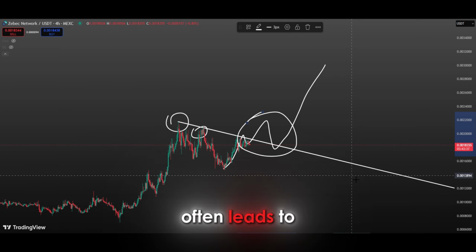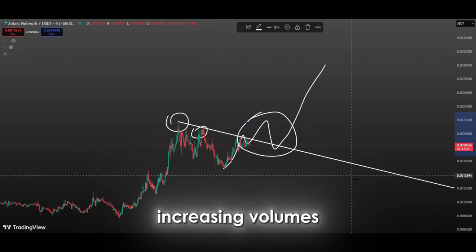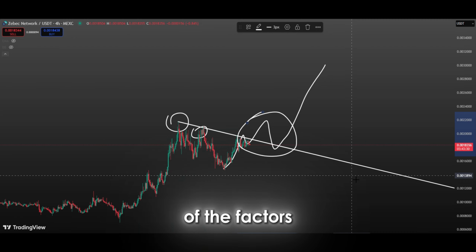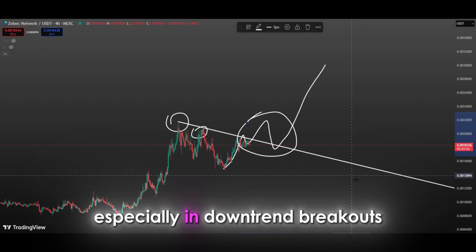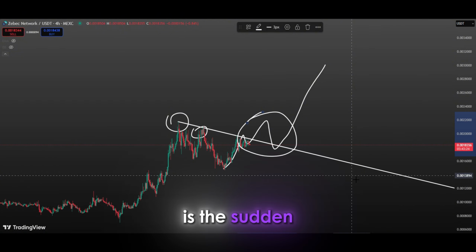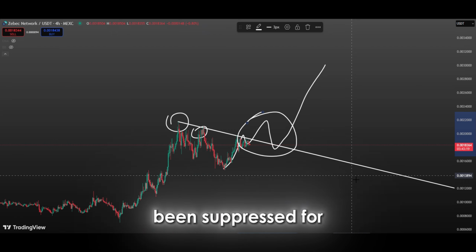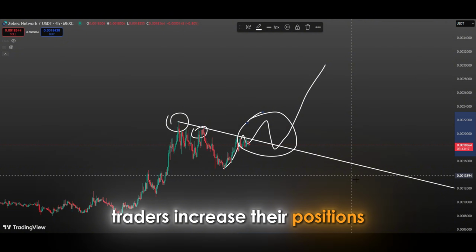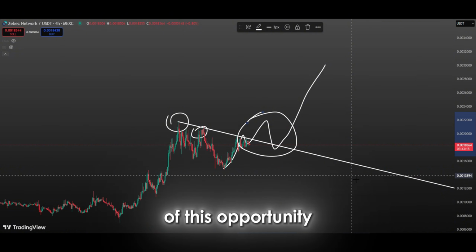This transformation often leads to buyers gaining courage in the short term, new inflows coming in, and thus increasing volumes. This is one of the factors that accelerate the price upwards. One of the most frequently observed movements, especially in downtrend breakouts, is the sudden bounce, also known as a breakout. When the price breaks this line, where it has been suppressed for a long time, traders increase their positions to take advantage of this opportunity. This supports momentum. If the breakout is sustained above the downtrend and the subsequent candles confirm the breakout, this scenario can be considered the first sign of a trend reversal.